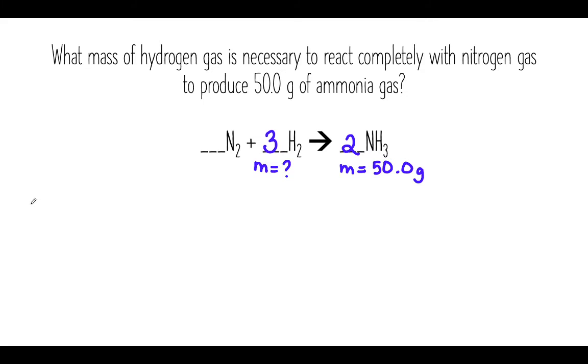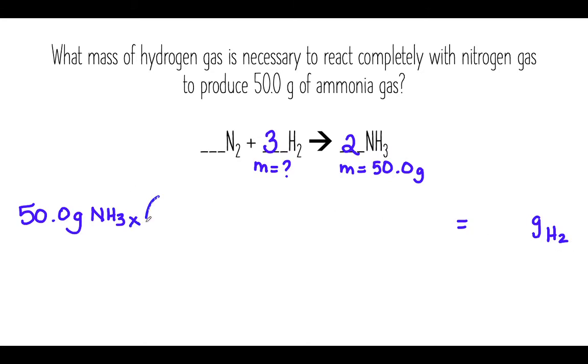So starting off, I'm going to start off with the number that I'm given in the question, which is 50 grams of NH3. And I'm going to write down also the unit that I want to end up with, which is grams of H2. So somehow, using our unit analysis, I want to get rid of my units of grams of NH3 and instead have the units of grams of H2.